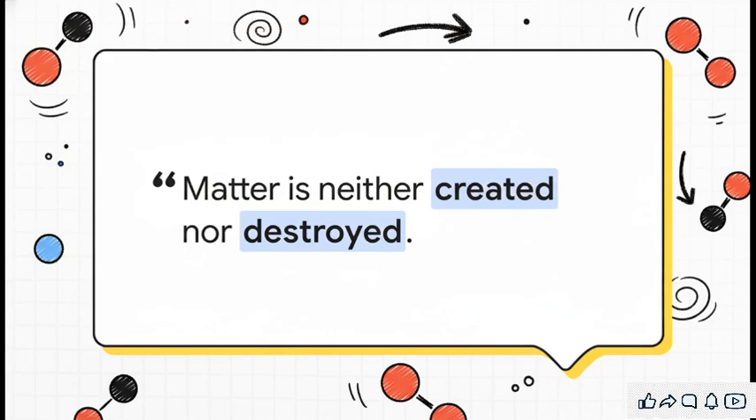It's a fancy way of saying that in any chemical reaction, you can't just create atoms out of thin air and you can't make them disappear. They just get rearranged. So whatever you start with on the left, you have to end with the same number of atoms on the right.